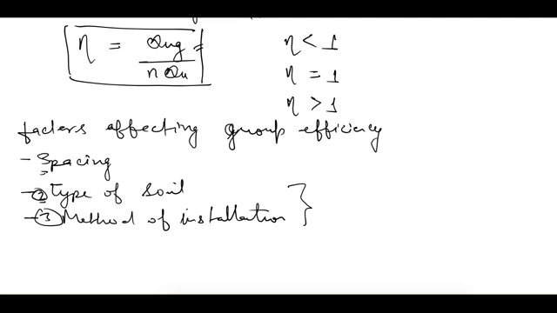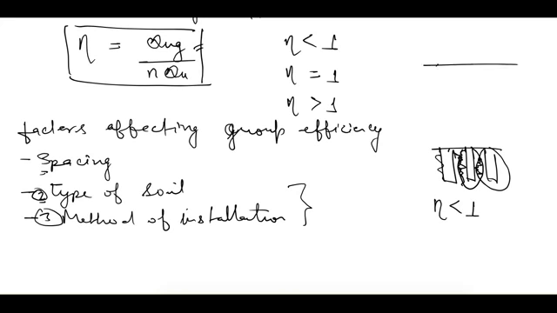So if spacing is less, in general I'm saying, the stress which is trying to develop on this surface cannot develop fully. These stress zones will interfere. So let's say the stress zone for this pile goes somewhere here and the stress zone for this pile is somewhere here. So this part is interfering, and because of that the group efficiency reduces to less than 1. And if the spacing is adequate, then this eta will be equal to 1.